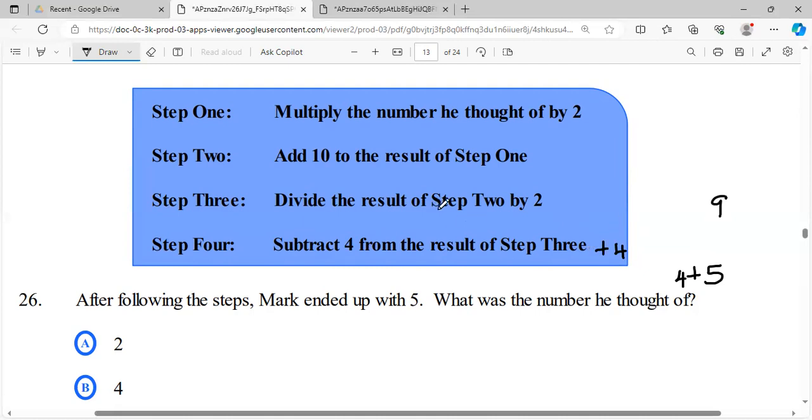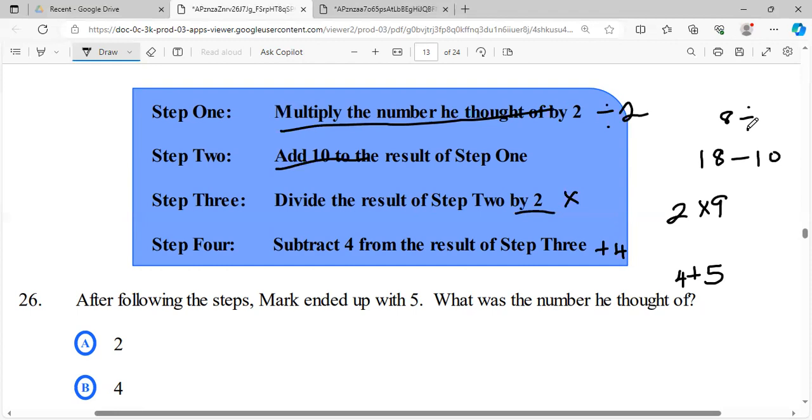Alright, they say divide the result of step 2 by 2, so guess what? Because it's divide, we're going to multiply. So we're going to multiply this 9 by 2, which gives us 18. They say add 10 to the result, so we're going to do the opposite, which is subtract 10, which is 8. And then they say multiply the number he thought of by 2. So since it was multiplied by 2, we're going to divide by 2. So 8 divided by 2, we're just taking the inverse, which is 4. So Mark thought of 4.